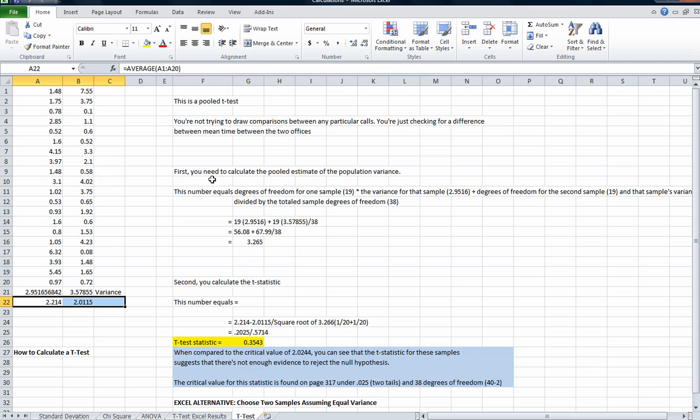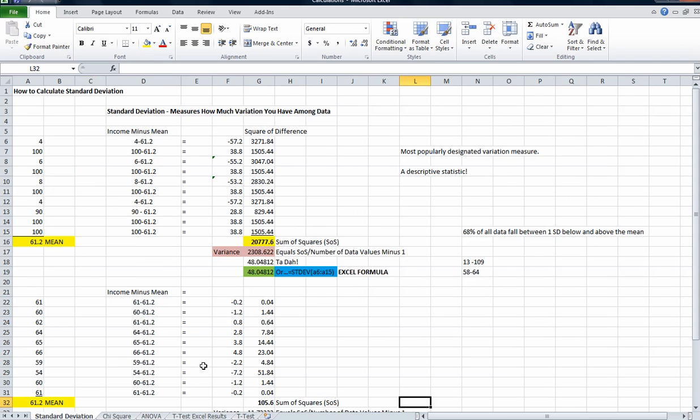So this calculation is actually in the book, but I wanted to create it for you. First, in order to create a t-test, you'd need to calculate the pooled estimate of the population variance. In this particular case, the variance for this office is 2.95, and the variance for this one is 3.57. Now, if you don't remember how to do a variance, let's go back to how to calculate standard deviation. This is in another video that I just posted for you, and let's go through it very quickly.